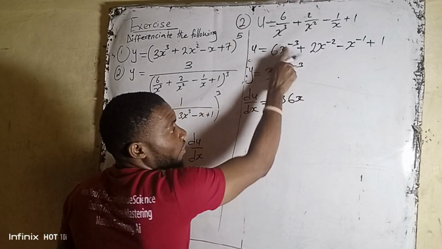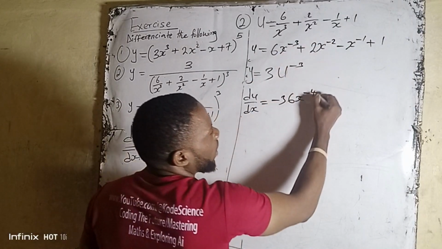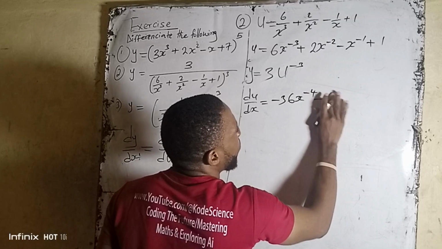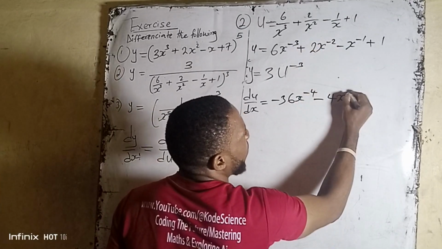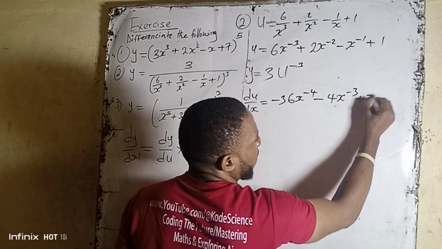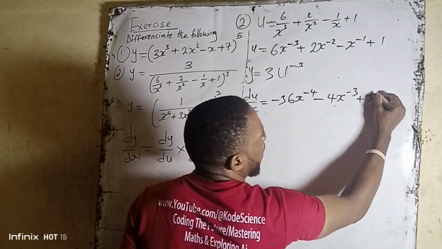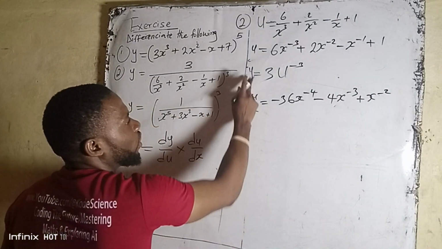6x. Reduce 1 from here, we are going to have minus 4. Then this also, minus 2 times on this, we have minus 4x. Then reduce 1 here, we have minus 3. Then this is also plus x. Then we reduce here, we have minus 2. This is constant. We cannot differentiate it. Now let's differentiate our y.